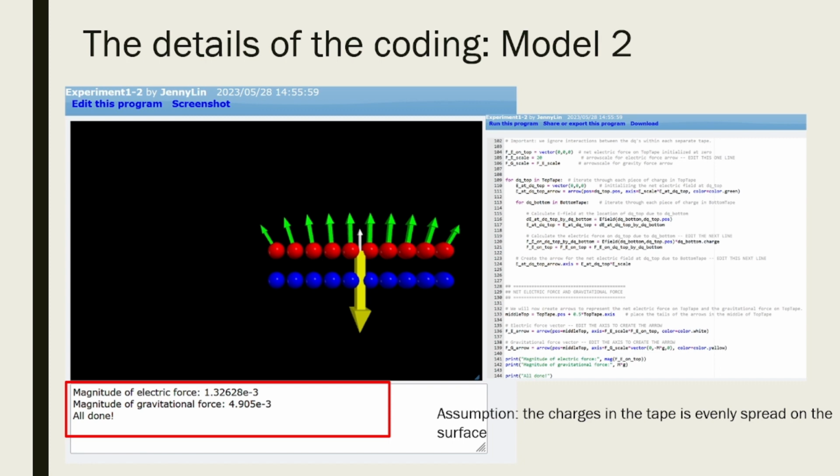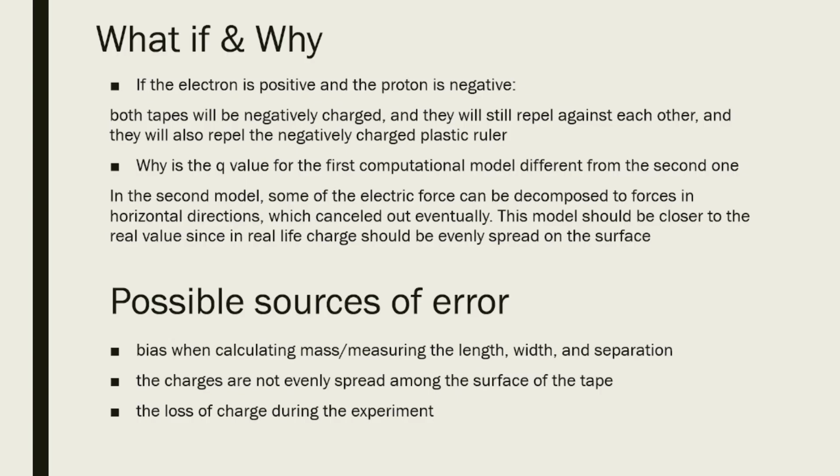In the second model, we assume that the charge in the tape is evenly spread on the surface. The red dots are the particles in tape B, while the blue dots are particles in tape A. The green arrows represent the electric field, while the white arrow and yellow arrow are the upward electric force and downward gravitational force. We got the exact same magnitude of gravitational force as the last one, but the magnitude of electric force for this model is much smaller than the previous model, and I will explain why later.